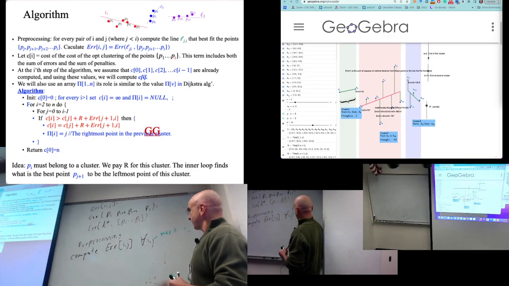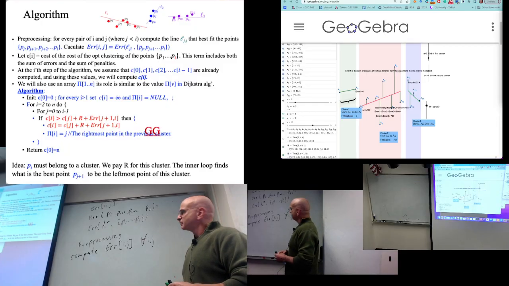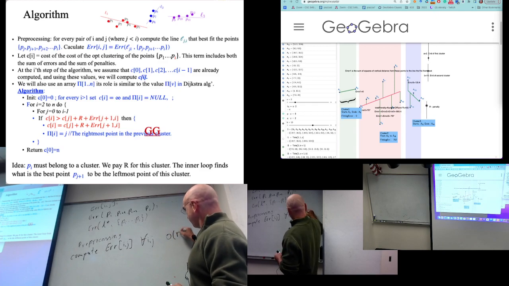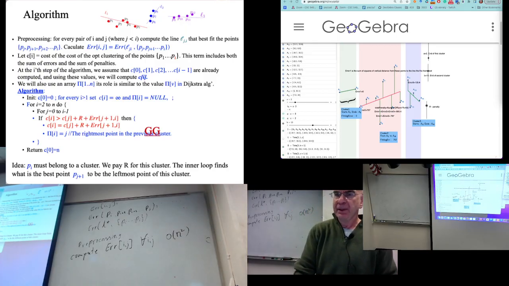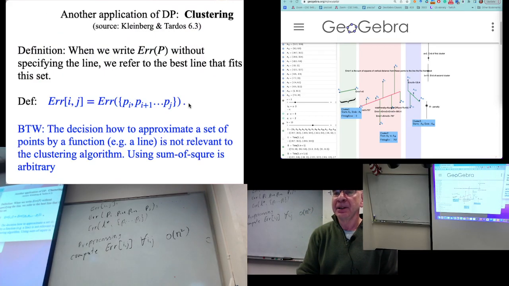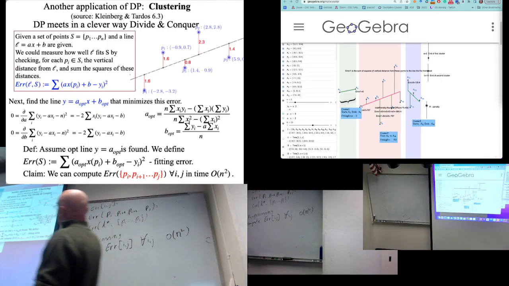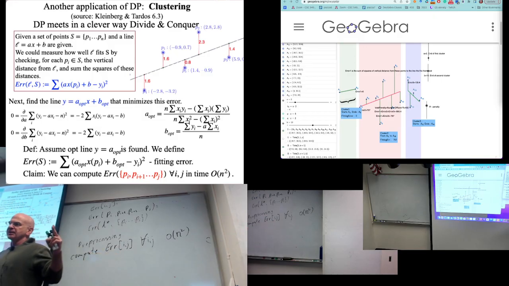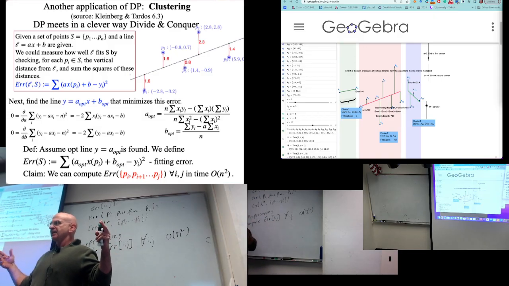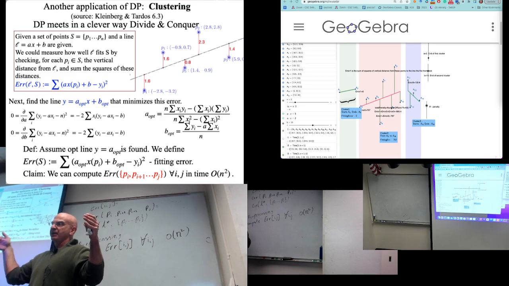Which is compute the error of ij for every i and j. You can do it easily in n squared time. How? We will go back to the slides and we'll see that the error just tells you to find the best line for all the points starting at pi and ending at pj. I mentioned it last meeting, but let me re-emphasize: once I say that pi and pj belong to a cluster, then pi plus 1 all the way up to pj, all the points between pi and pj, must belong to this cluster.